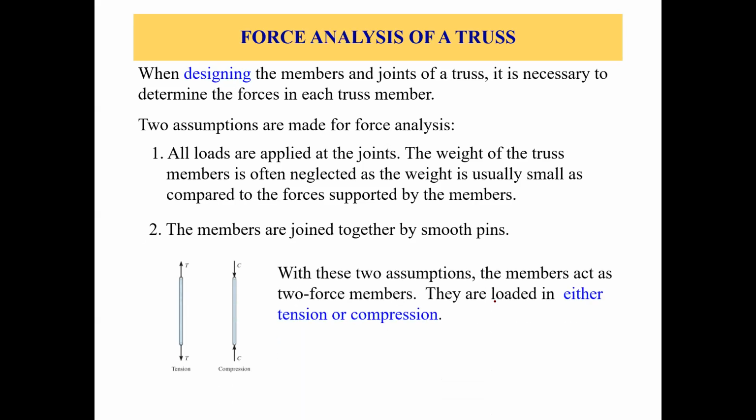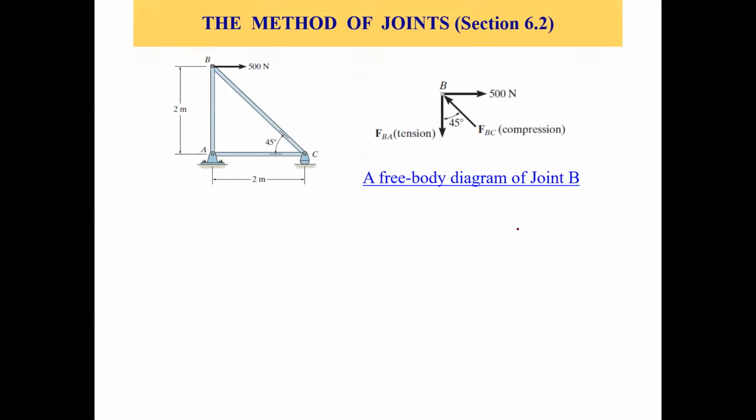With these 2 assumptions, the members act as 2 force members. They are loaded in either tension or compression. As you can see here, this member is in tension, this member is in compression. We use big T for tension and big C for compression. So these are the assumptions which we make to do the force analysis of a truss.